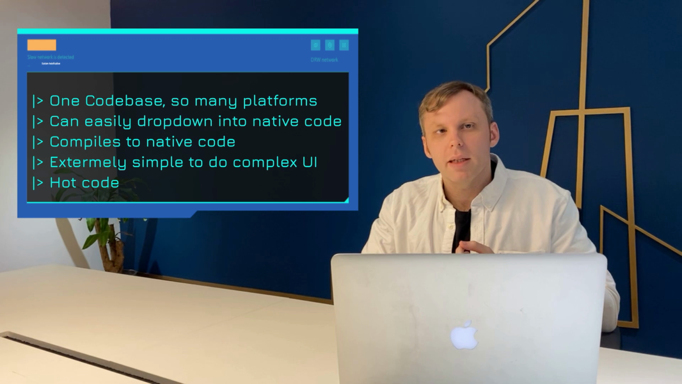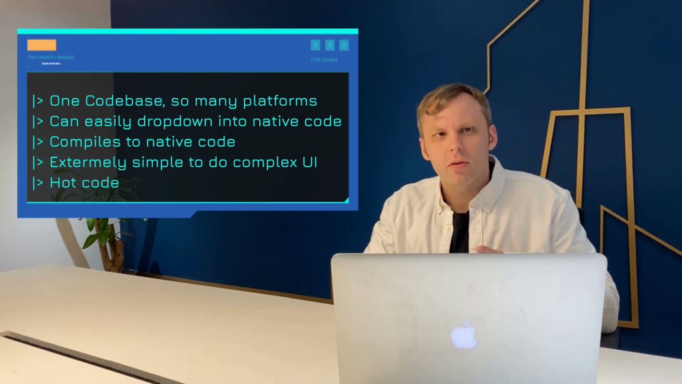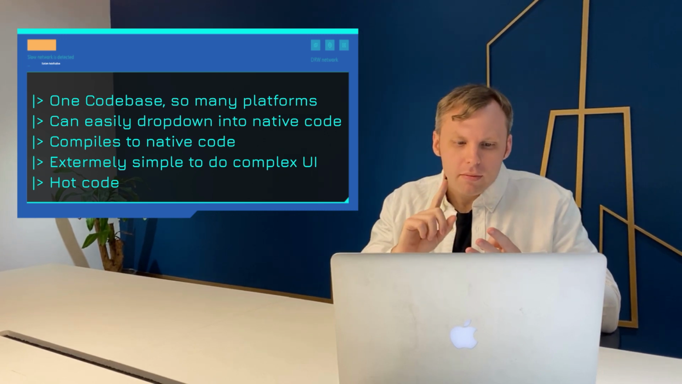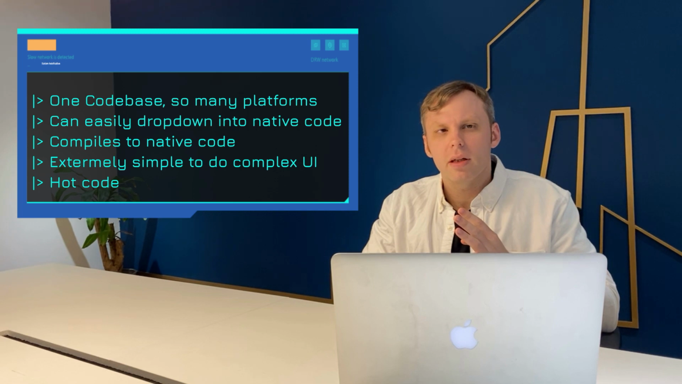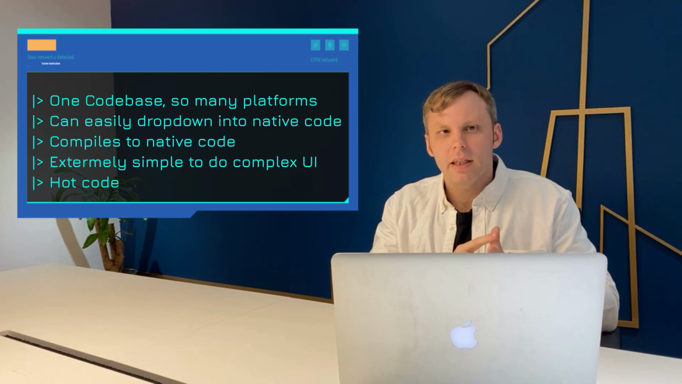So once again, we have one code base, and we can basically make this app work for different platforms. We can easily drop down to native code, so that way we never need to worry about missing out on the hot new features in each platform. It compiles to native code, so it's always very snappy. It's extremely simple to do complex UI. And hot reload really changes the game when you're developing code. You can actually see the changes as soon as you hit save.